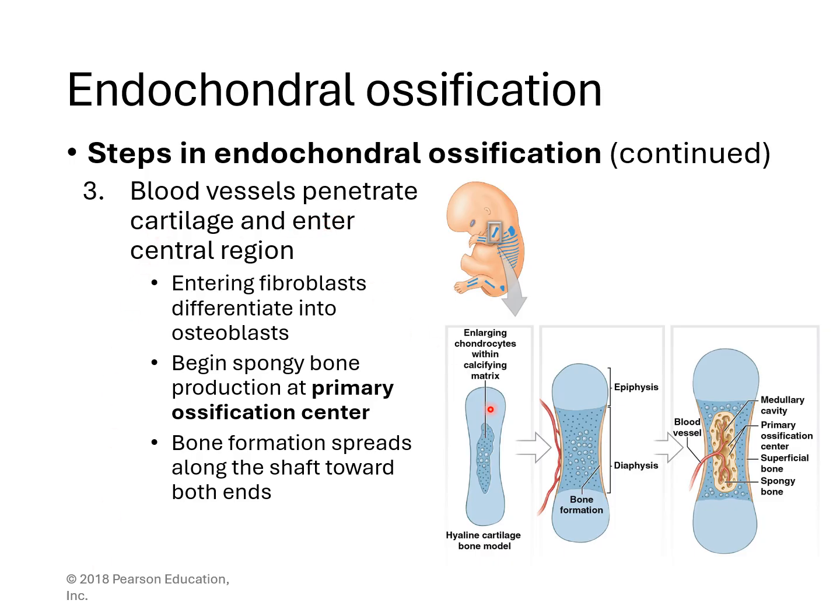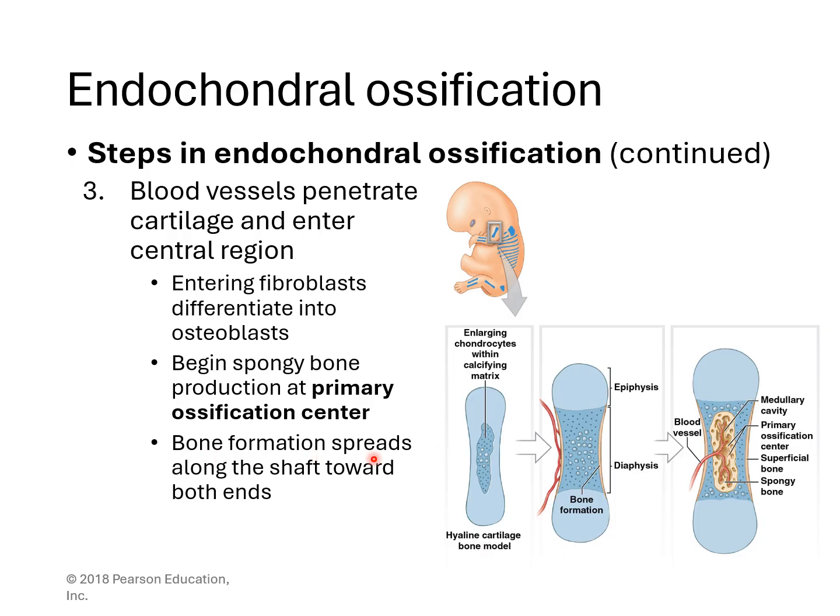When the blood vessels start to penetrate and go into the bone, this is going to enter the fibroblasts to make them differentiate into osteoblasts. And then the same thing kind of happens. The osteoblasts start to secrete the matrix. They get surrounded by it and become osteocytes. But here, when the spongy bone is starting to be produced, it becomes the primary ossification center. So once the bone starts to form, that's the primary, because it's the first part of bone growth.